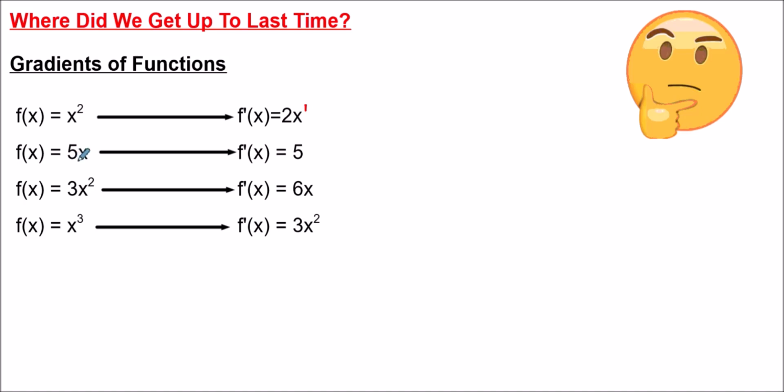This here, this power of x was 1. There's no power, there's no x at all here, but consider it, if you will, as x to the power 0. Because that would just be 5 times 1, which is just 5 as well. X squared goes to x to the power 1.